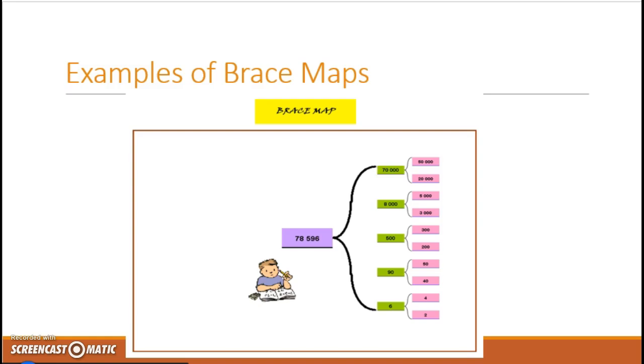In math, we can pull apart numbers with the Brace map. Here you see the number 78,596. We can pull that apart to 70,000, 8,000, 500, 90, and 6. And if you wanted to go from there, you could break those components into other parts as well. This example certainly explores place value.